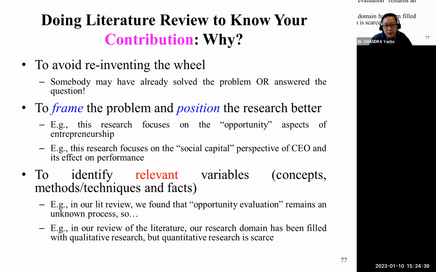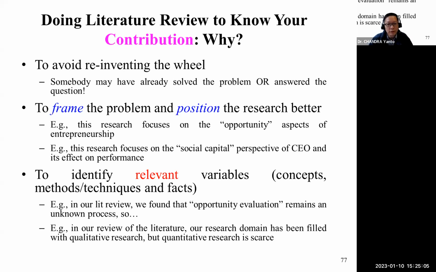And for example, the study on the role of social networks or social capital and how that will help a CEO or leader to enhance the performance of their organizations. This research has been done for like 50 years. So if you are asking the same question, doing the same research, actually you are not really making much contribution. So you need to pay attention.